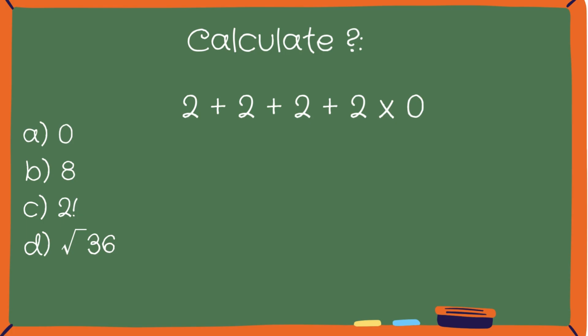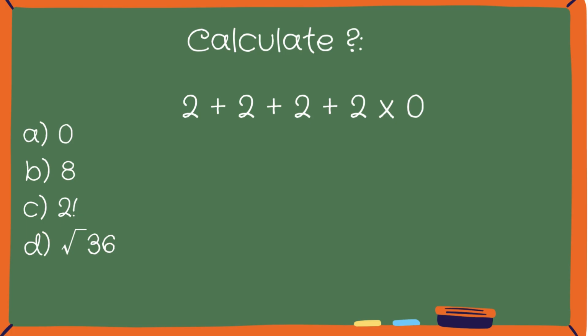Okay, let's do this exercise, but first, I have to look at the alternatives here. Look, 0, 8, 2 factorial. 2 factorial is the same thing as 2 times 1, which is equal to 2. So alternative C is 2, and alternative D is the square root of 36, which is 6. So the alternatives are 0, 8, 2, and 6.